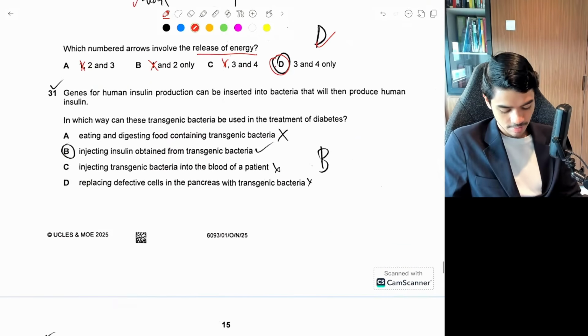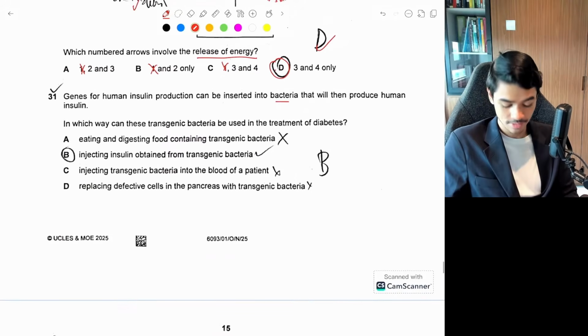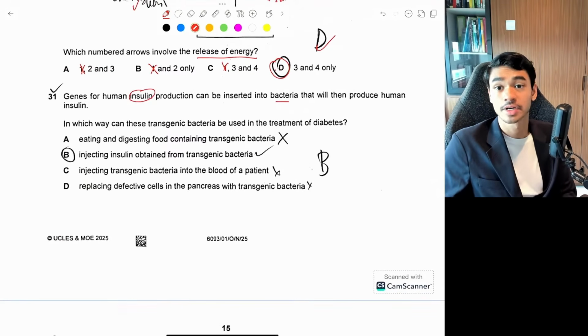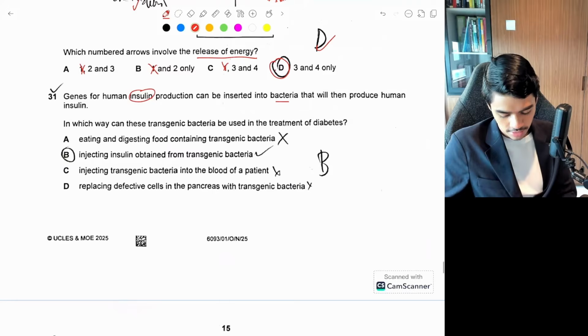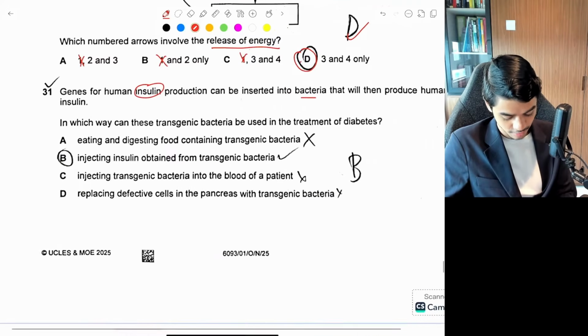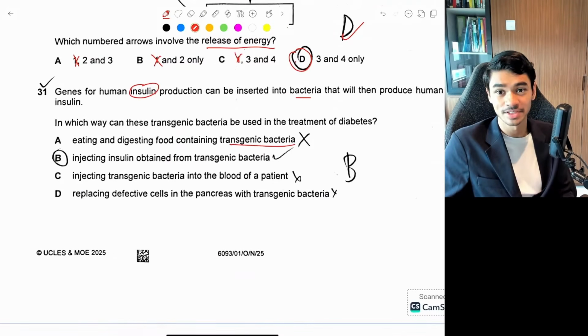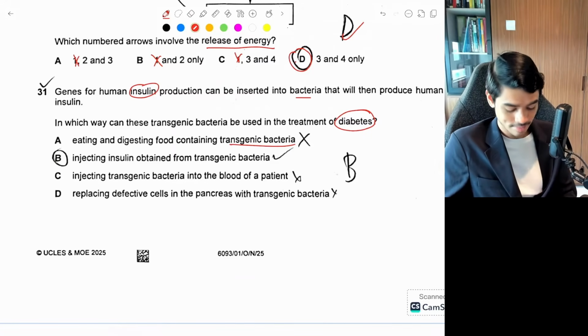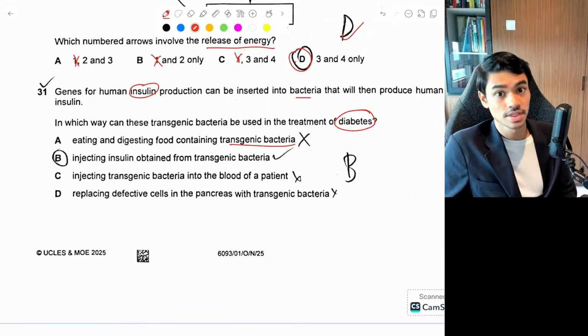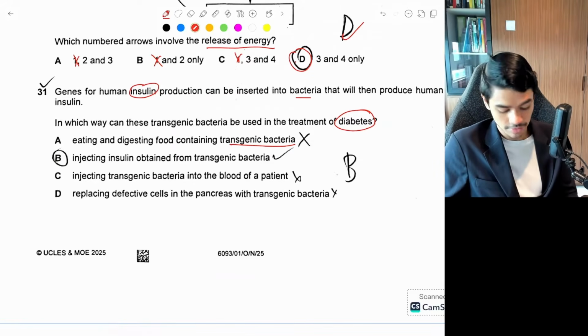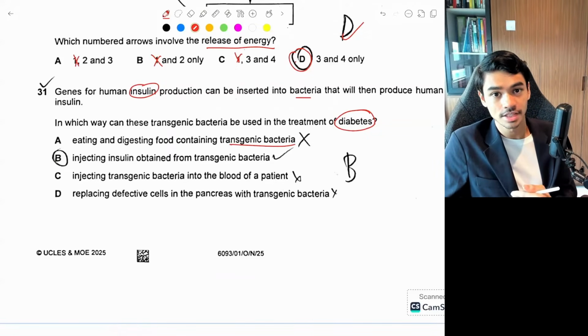Okay, so we have bacteria that are genetically engineered to produce human insulin for us as part of their metabolic process. How can we use them? A says, eat and digest the food containing transgenic bacteria. If you eat the bacteria, do you get the benefit of supplementing your bloodstream with insulin? Because diabetics cannot produce enough insulin into their bloodstream. Maybe there are insulin molecules in the bacteria because it's producing insulin as part of its processes, right? But when we eat the insulin, it's a protein.